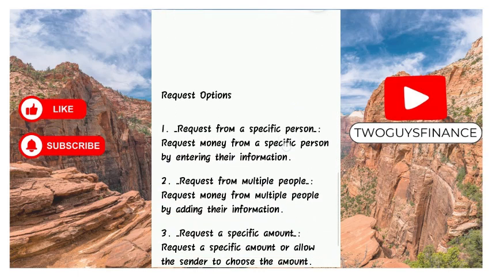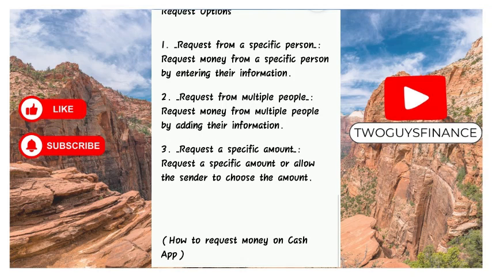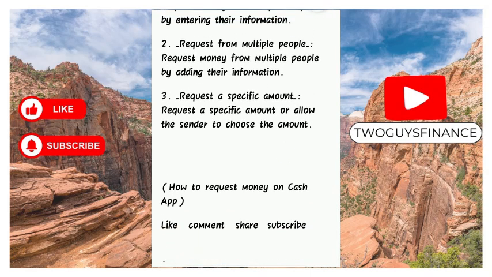Now, a couple of request options that you have available. You can request money from a specific person by entering their information, or you can request money from multiple people by adding their information. You could also request a specific amount or allow the sender to choose the amount. So yeah, that's pretty much it on how to request money on Cashapp.